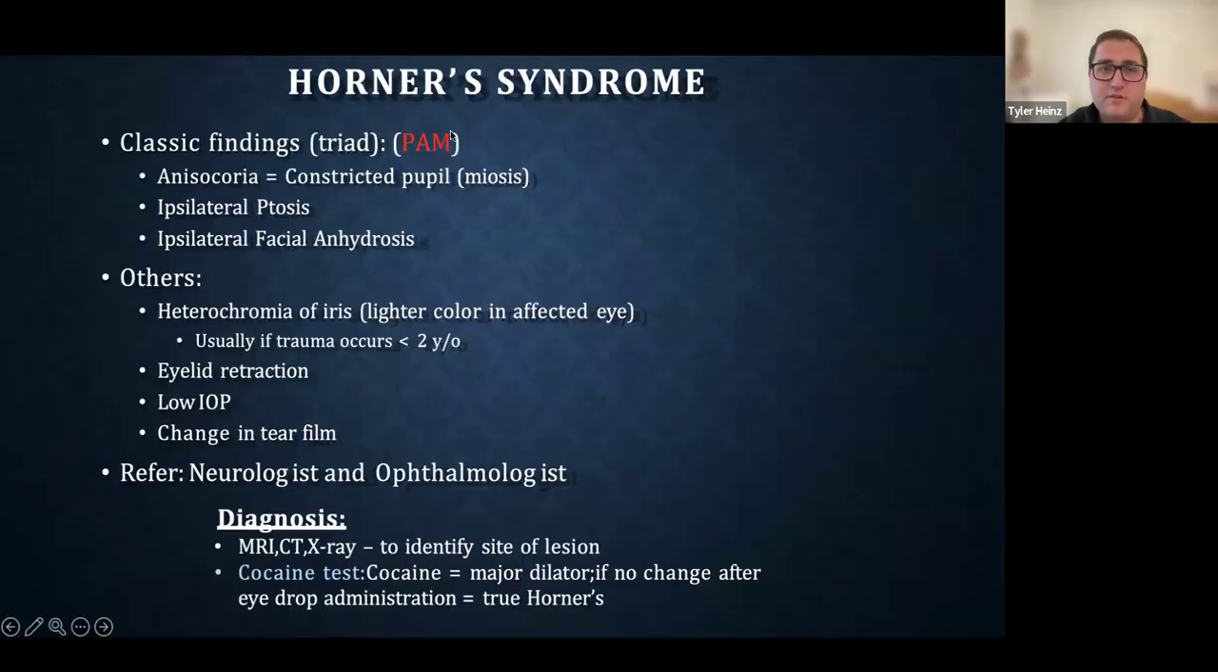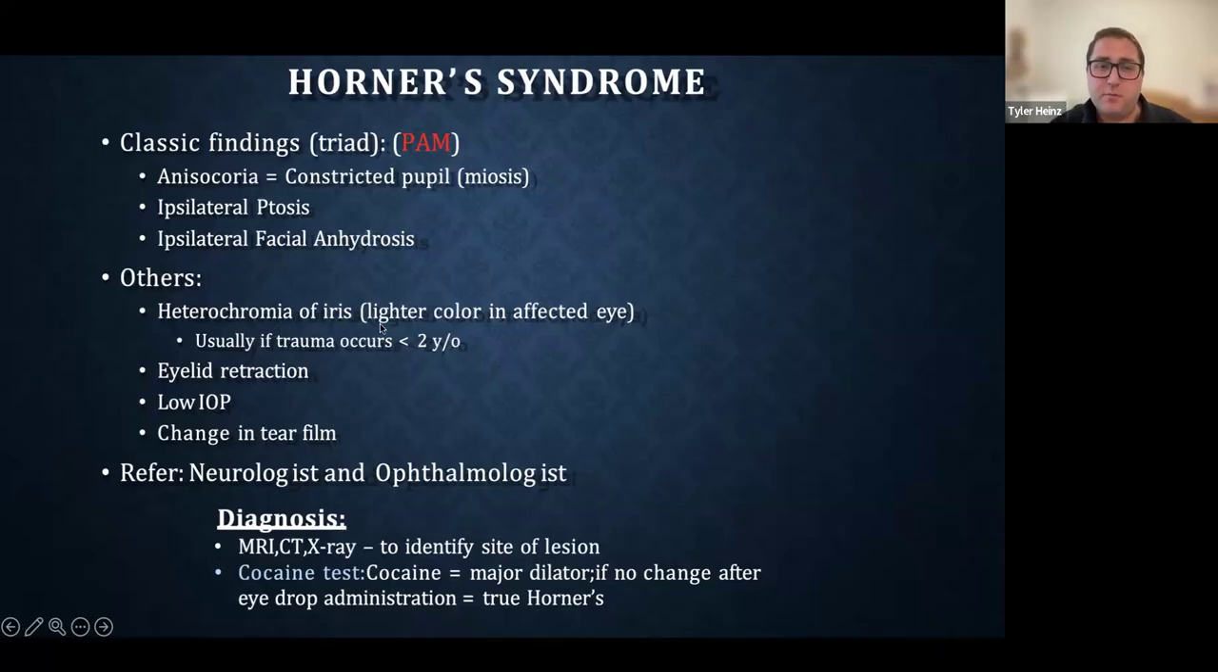So classic findings for Horner's, again, our PAM, anisocoria, which we saw in that picture earlier. You're going to have your constricted pupil, the miosis. You're going to have ipsilateral ptosis, which is the drooping of the eyelid, and the ipsilateral facial anhidrosis. So again, you're not producing that water or the sweat. So just remember your Horner syndrome, it's not a disease itself, it's a clue to something else. So if you see someone with a small pupil, a droopy eyelid, find the break in that chain. Find what's causing that Horner's syndrome.